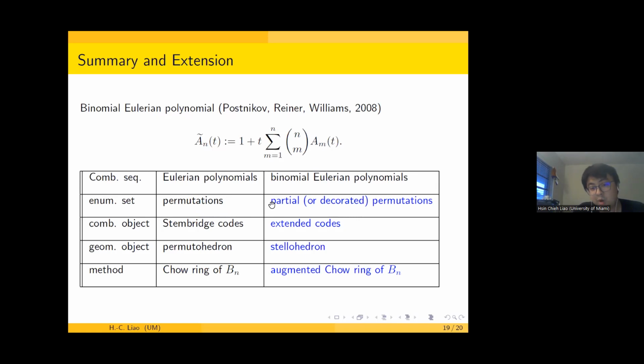Permutations become partial permutations, or decorated permutations defined by Postnikov. For Stembridge codes, we define something called extended codes, and the permutohedron becomes the polytope called the stellohedron. We also show that the basis of this toric variety of the stellohedron is the same thing as extended codes, by viewing these cohomologies as the augmented Chow ring of the Boolean matroid. So these are a parallel story.